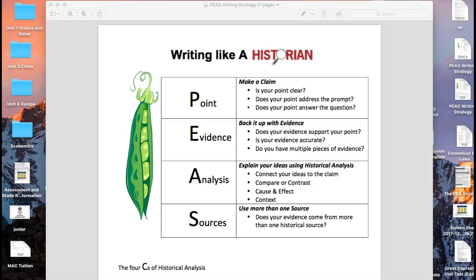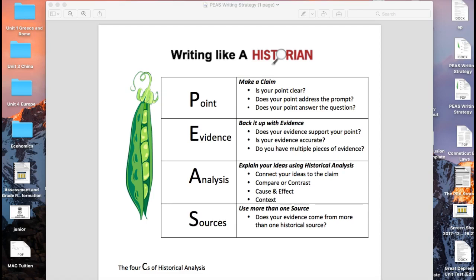The purpose of this video is to give students additional instruction about how to create historical arguments. When completing historical argument assignments, students are required to make claims based on evidence that they learned while studying in the unit. Each historical argument assignment will ask students to use the PEAS writing strategy. PEAS is an acronym, as you can see on the screen, that stands for Point, Evidence, Analysis, and Sources.